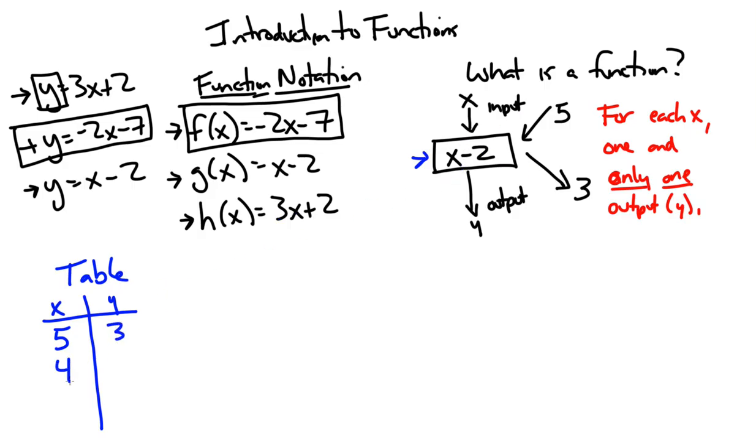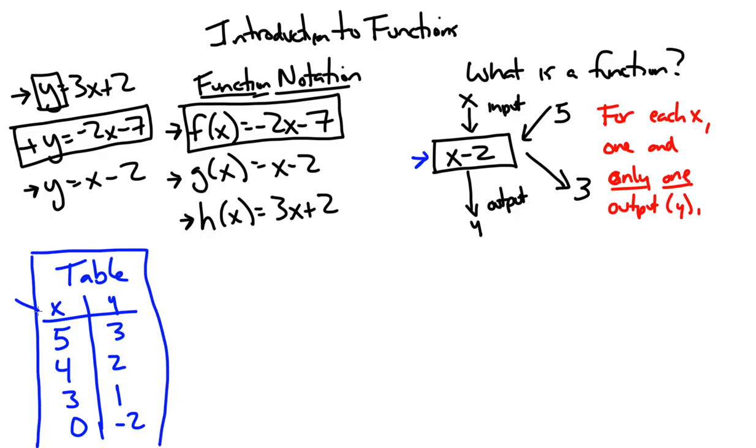If I put in 4, 4 minus 2 is 2. If I put in 3, I get a 1. If I put in a 0, I get a negative 2. This is a table, and this is one way of showing the inputs and outputs. There's the inputs right there, the x's, and there's the outputs right there, the y's, of a function. A table is one way to do it.